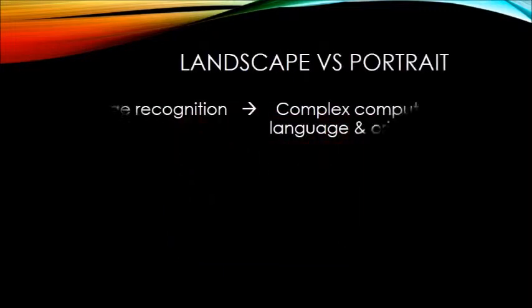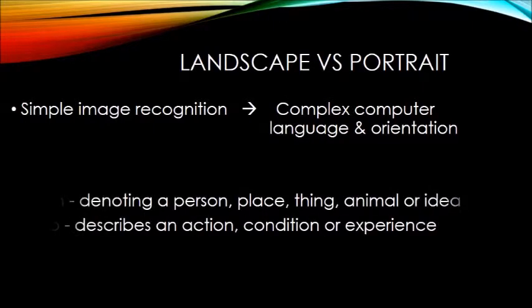The use of the word gives rise to different meanings from simple image recognition to complex computer language and orientation. Over time, the words have come to mean different things depending on the social use of a word. For example, a noun or verb to describe a particular quality of something.